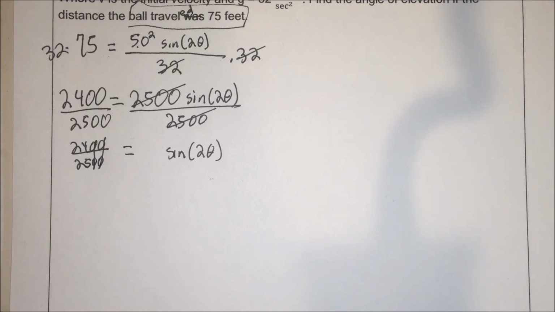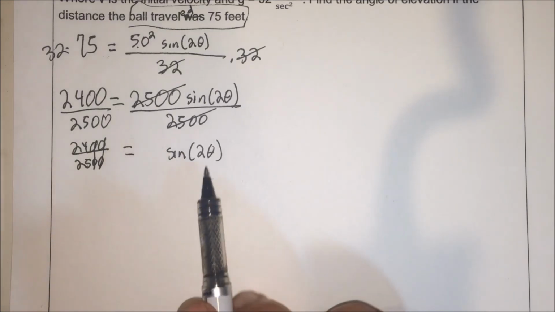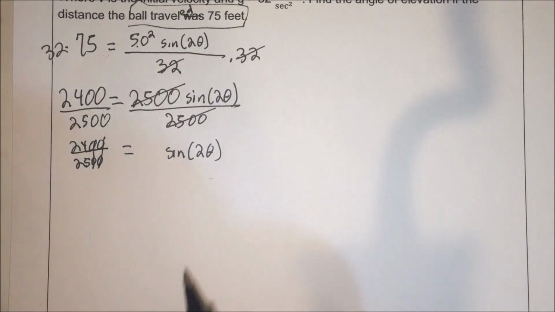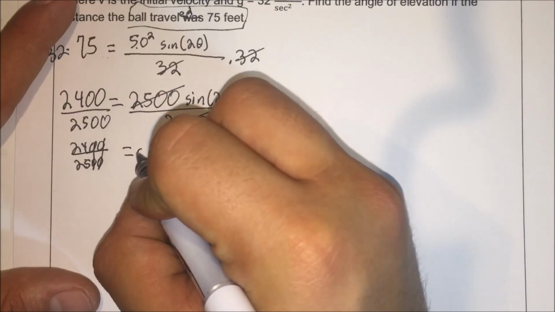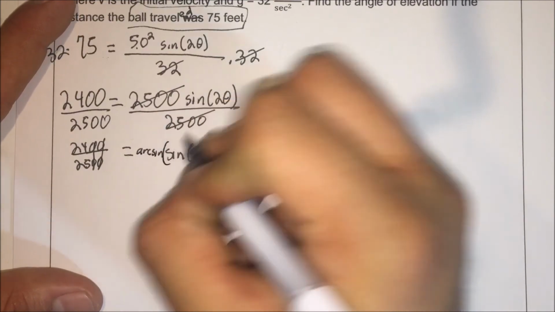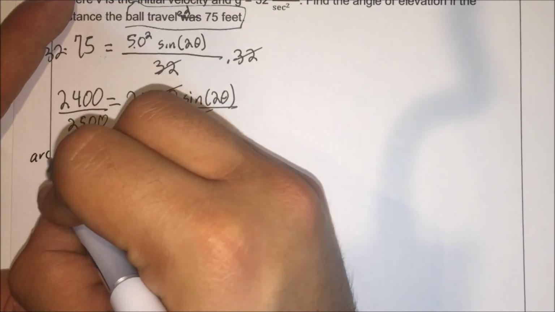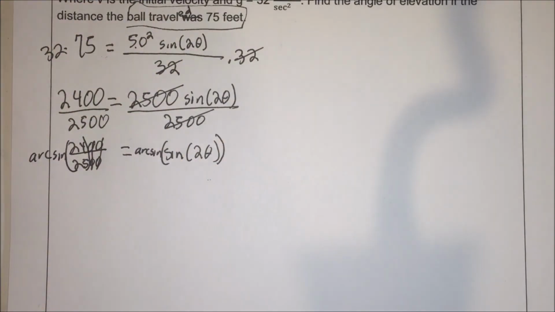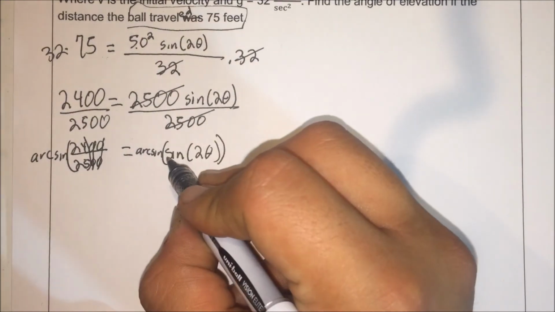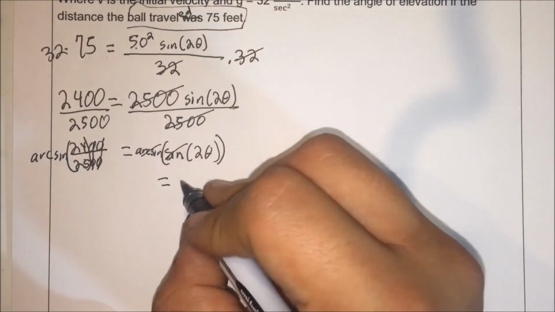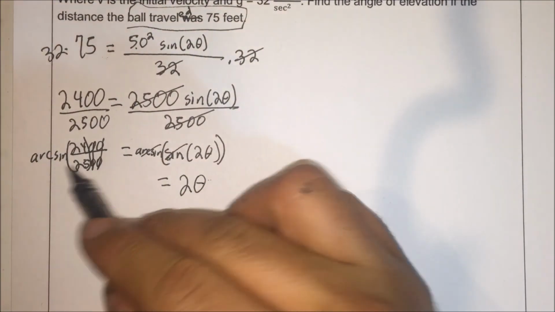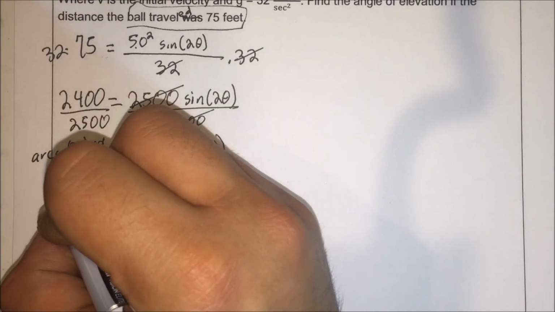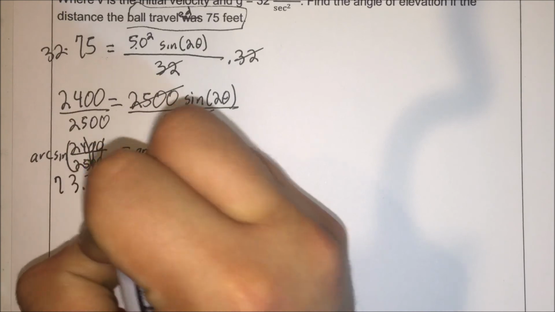Alright, so now what? Well, again, we want to know what would go inside of sine to give us 24 over 25. Because it's not on the unit circle, we do have to do the arc sine here on both sides. Just going to do it with the 24 over 25. Arc sine gets rid of sine, so we get that 2 theta is equal to the arc sine of 24 over 25, which we find out to be 73.74 degrees.